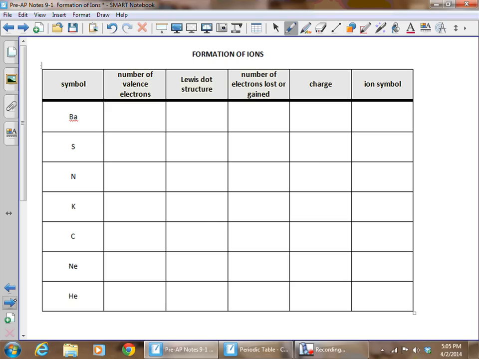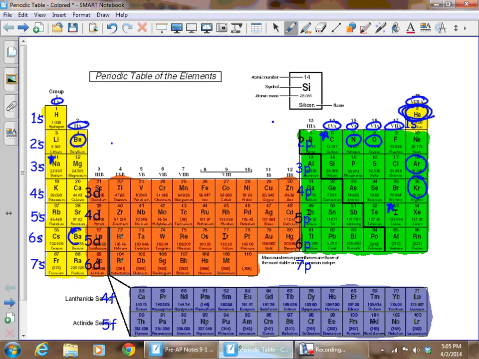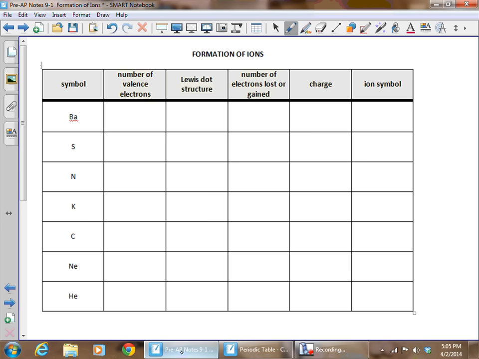But we don't have to write out that electron configuration every single time we want to decide what kind of ion these elements will form. Barium, for instance, we looked at barium to begin with. Barium was down here with its 2 valence electrons, so its Lewis dot structure looked like this. When we decide how many electrons it loses or gains, the magic numbers are 0 and 8. So it wants to gain up to 8, or it wants to lose down to 0.